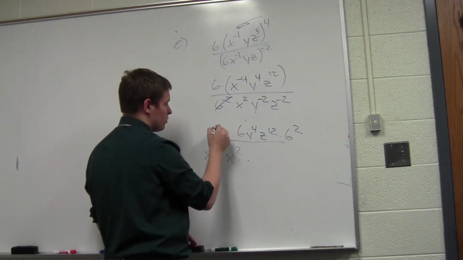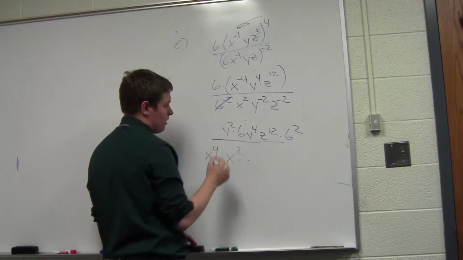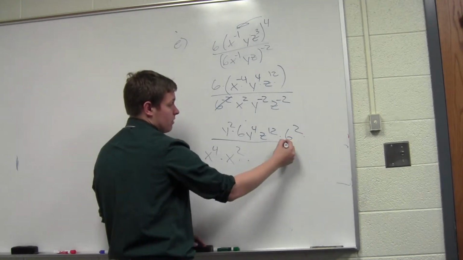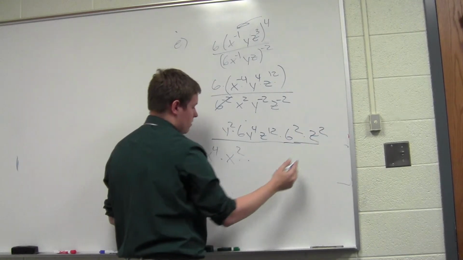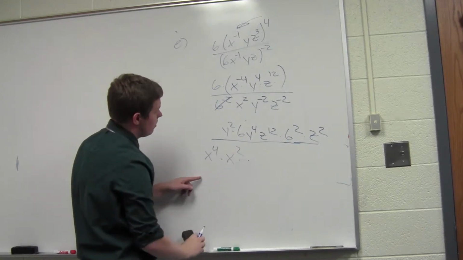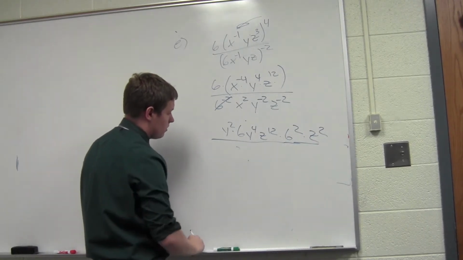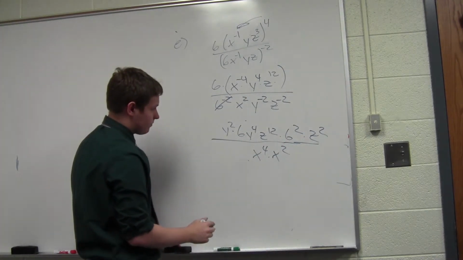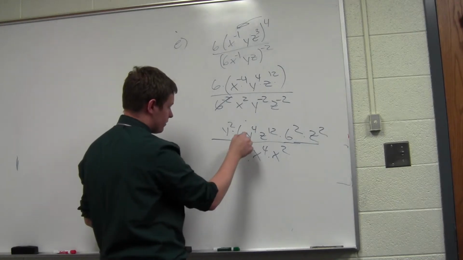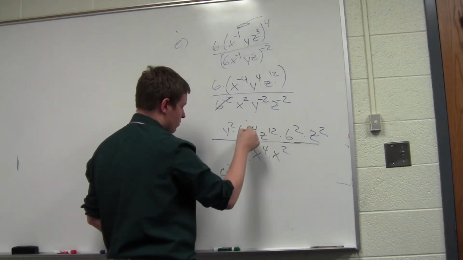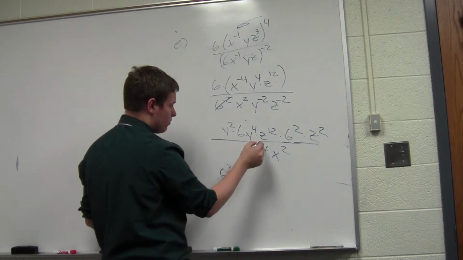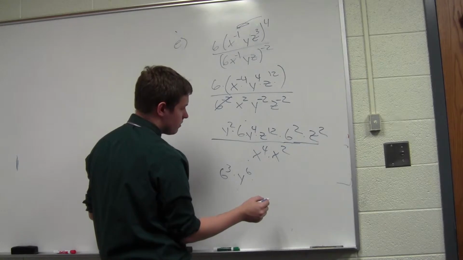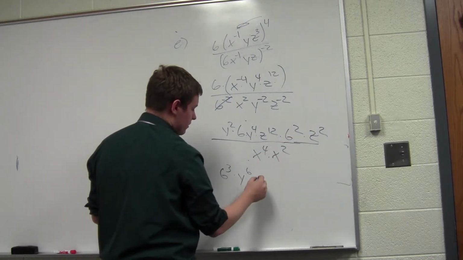Y to the negative 2 is the same as multiplying the top by y squared. Z to the negative 2 is the same as multiplying this by z squared. Okay, that's a crazy fraction. We have x to the 4th times x squared. We should just get 6 to the 3rd. Notice I'm just multiplying all this stuff together. So I got 6 squared, 6 to the 3rd. We got y to the 4th up here, y to the 2nd, so y to the 6th, times z to the 12th times z to the 2nd.